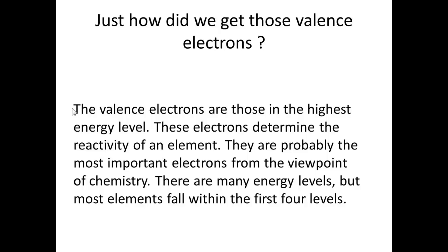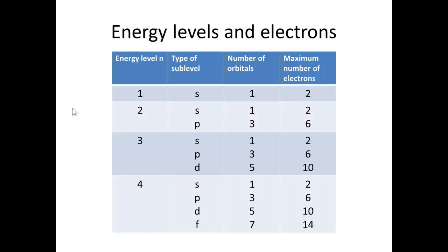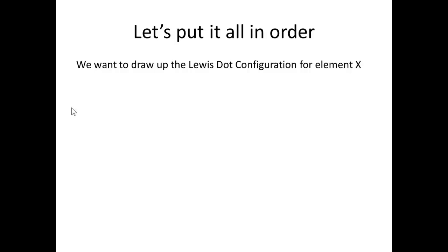So, just how did we get these valence electrons? Well, the valence electrons are those in the highest energy level, and they determine the reactivity. As far as chemistry is concerned, those are the electrons that we are normally concerned with. There are lots and lots of energy levels, but for most elements we're only interested in the first 4 levels. So if we look at the energy levels here, we can have 1s, 2s, 2p, 3s, 3p, 3d, and so on, and I've shown the number of orbitals for each and the maximum number of electrons that you can put in each of these.